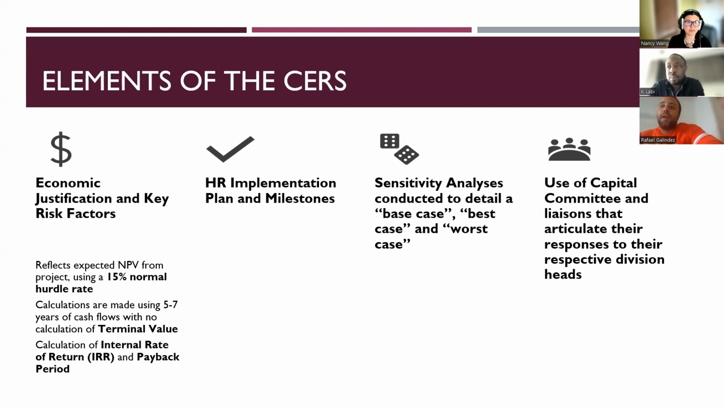projects. And finally, there's the use of the capital committee for any requests that, for example, require more than 10 million, and when they require more than 2.5 million, when they're related to M&A, they have to go through a capital committee. And there are liaisons assigned at each division that are the direct point of contact between the divisions and the capital committee. So basically, we're just trying to optimize all of these processes. Now, Nancy's going to go over the strengths and weaknesses of the current CER process.